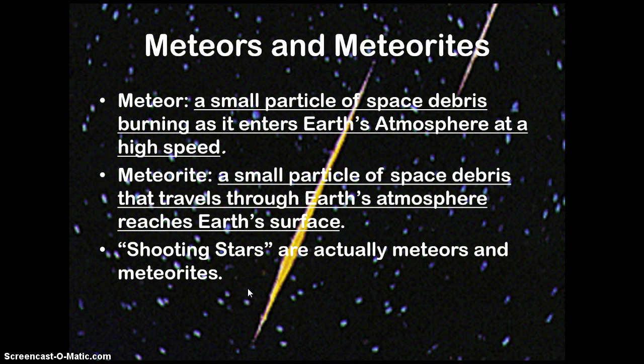If you ever get a chance to go to Washington, D.C., you can go to the Smithsonian and you can see some of the meteorites that have actually hit the ground. Some of them are radioactive, so of course you can't touch them, but it's pretty cool.